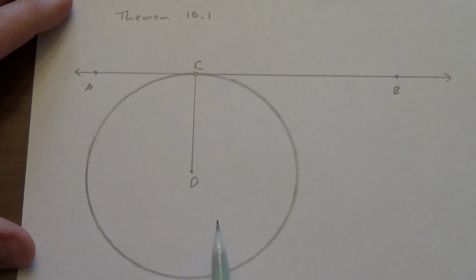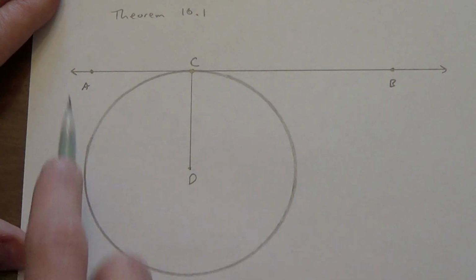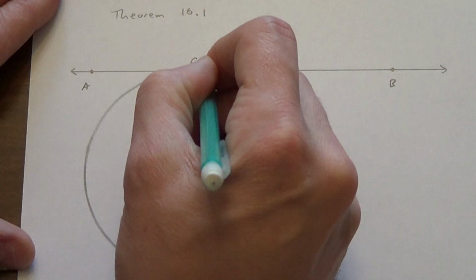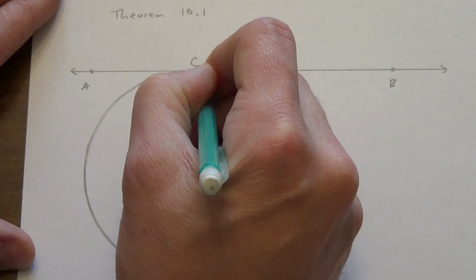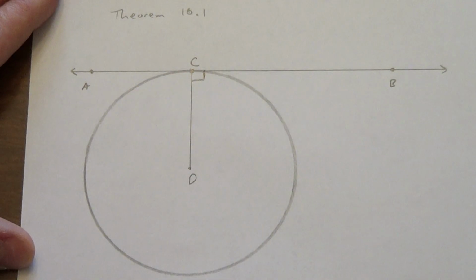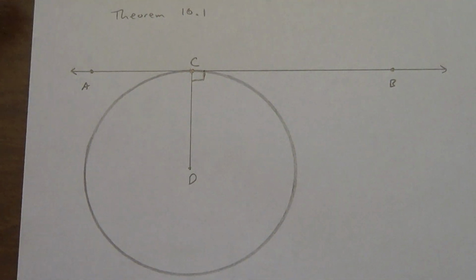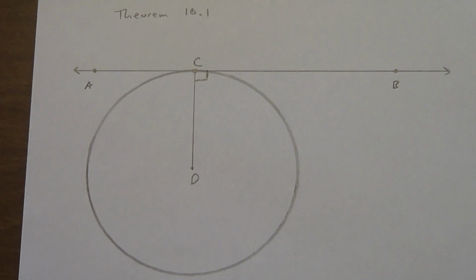But in a plane, if line AB is a tangent line, then it has to be perpendicular to radius CD at C, the point of tangency. And you can also do it backwards. If a line is perpendicular to a radius at the point of tangency, then it has to be a tangent line. Okay, so it works both ways.